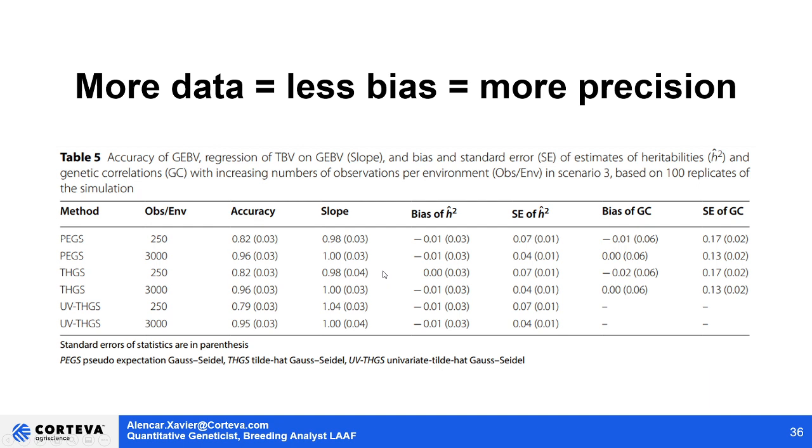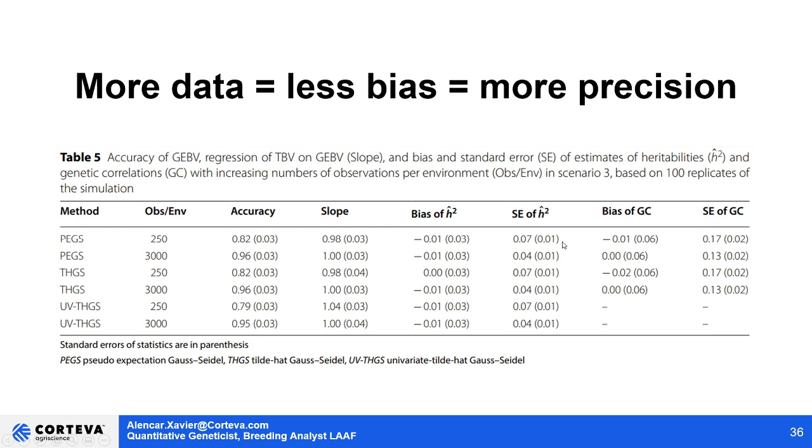The slope or the bias of breeding values, as we got to the 3,000 observations mark, went from slightly biased downwards, 0.98, to 1, so it became fully unbiased. The bias of heritability was very small, 0.01, not significantly different than 0, and even 0 in the THGS case. But overall, I would say slightly underestimated, but not different than 0.